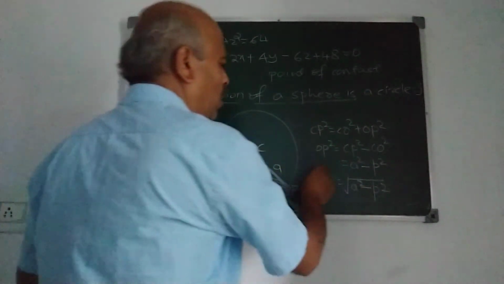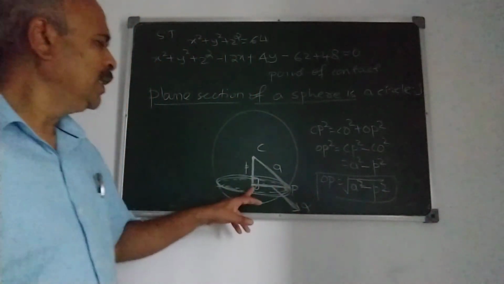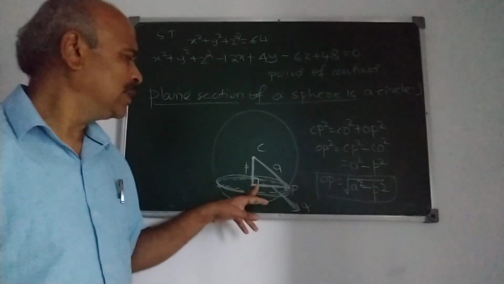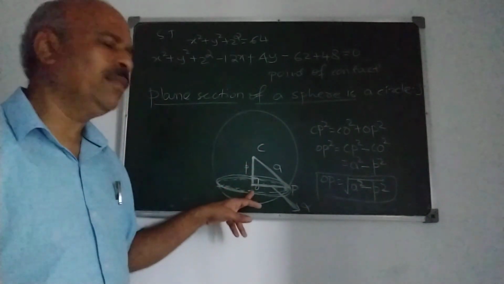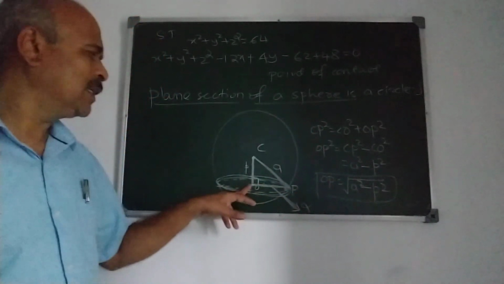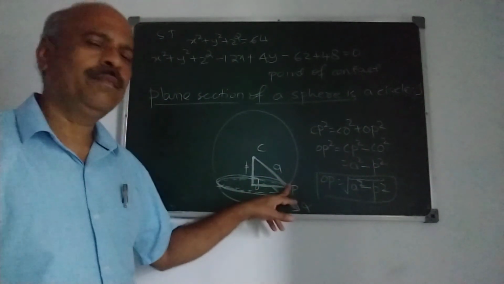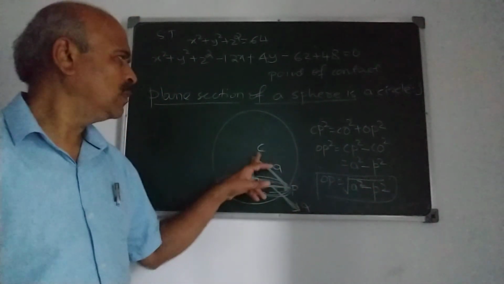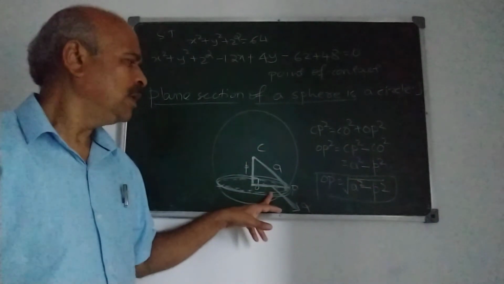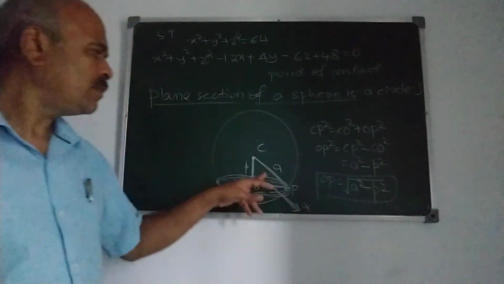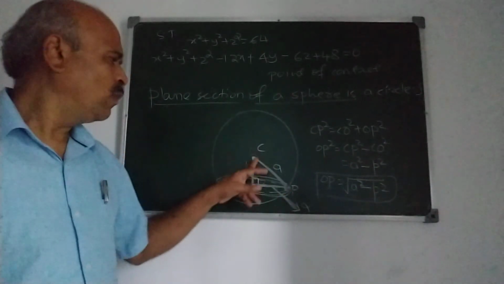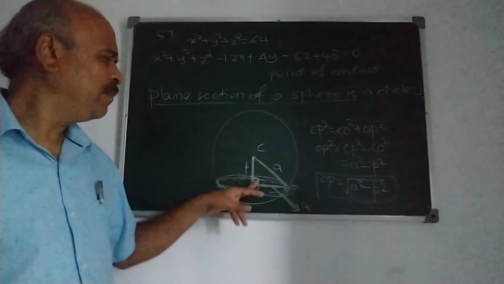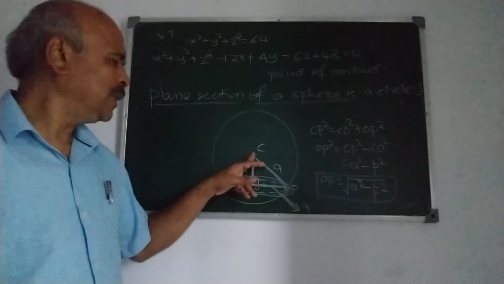Now, here we have derived an important thing. O is the center of that circle. Circle means the section of a sphere by a plane is a circle. What is the center of that circle? O. What is the radius? OP. OP you can easily find out. What is OP? Root a square minus p square. a is known. Here the sphere will be given, the plane will be given. So you can easily find out a square. a square means radius of the sphere squared. What is p square? CO. CO means the perpendicular from the center of the sphere to the plane.